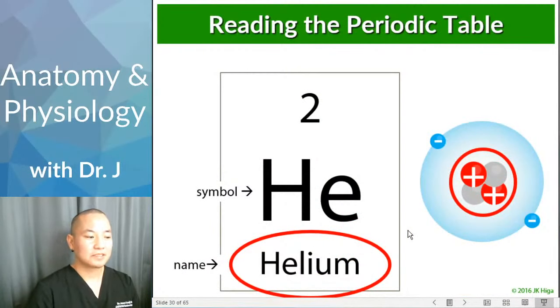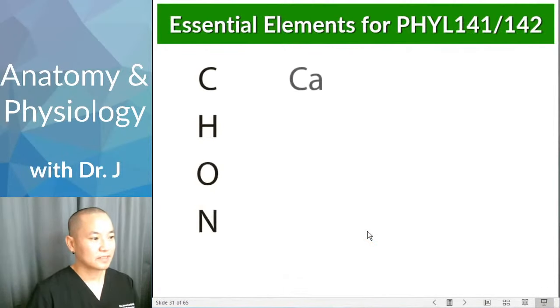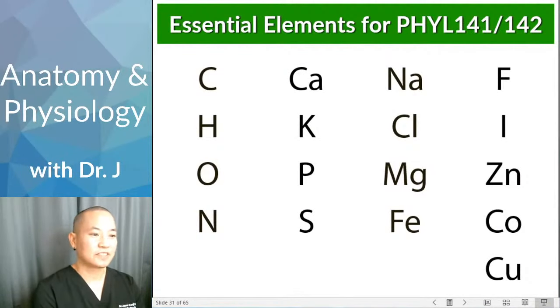So, reading the periodic table, let's talk about chemical names. These are the essential elements you need for physiology 141 and 142. You don't need to memorize the entire periodic table, but I expect you to know the full names of all of these elements right here. I have arranged it in a certain way where the elements on the left are ones you'll see more often, and the elements on the right you probably won't see. Actually, you probably won't even see them in PHYL 141. You might see more of them in PHYL 142, but they're rarely referred to.